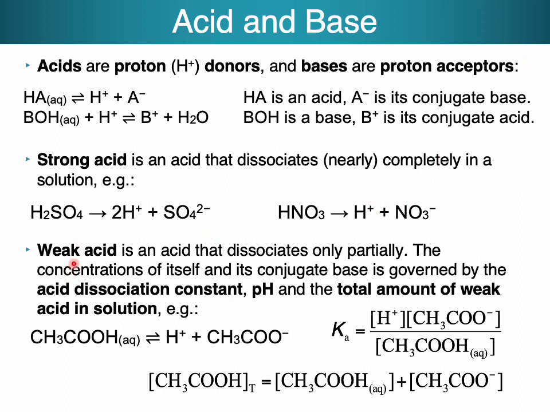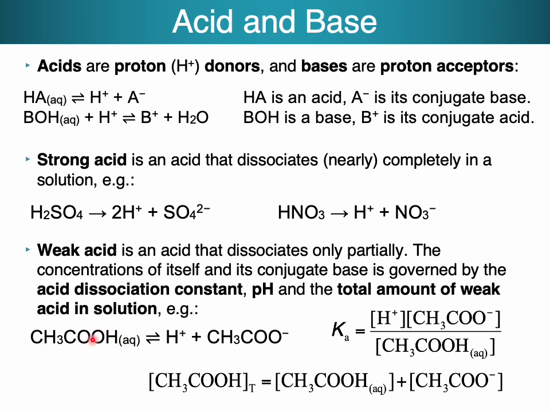But there are a lot of acids that are weak acids. A weak acid is an acid that dissociates only partially, and the concentration of itself and its conjugate base is governed by the acid dissociation constant, Ka, as we have already mentioned before. The pH of the solution, which is related, of course, to the concentration of proton, and also the total amount of weak acid that we add to the solution. For instance, here I give you a very simple example of acetic acid.